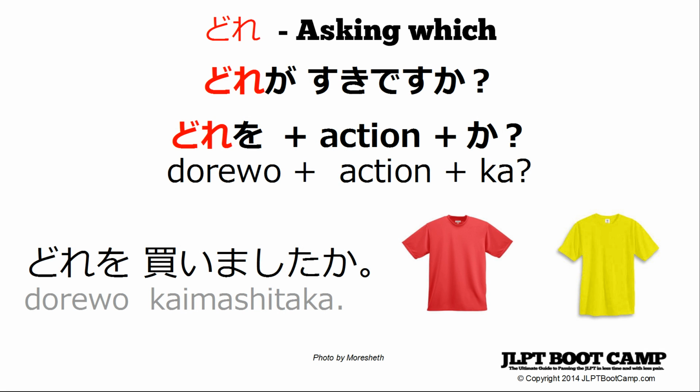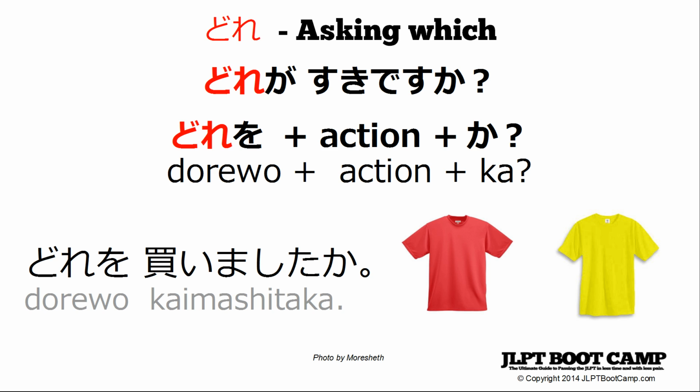There are two sentence patterns here that are common for the N5 level. Of course, there are several other kinds of patterns, but you'll see these probably the most at the N5 level. The first one is dore ga suki desu ka? Which one do you like? And the second one, dore o, some kind of action, ka. So which item are you doing an action to is the second one. For example, dore o kaimashita ka? Which one did you buy? Maybe you were shopping for shirts in this particular situation, and you bought the yellow shirt. You could use this, dore o kaimashita ka?